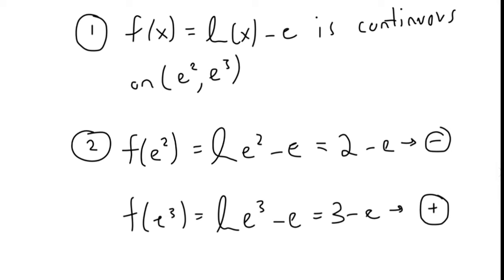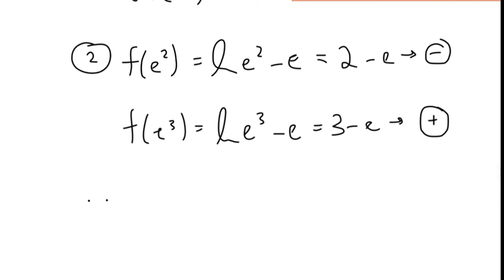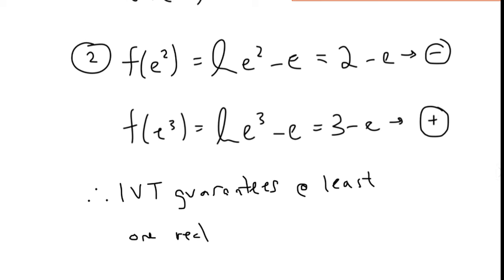But if it goes from negative town to positiveville, we know that there is guaranteed at least one real zero. So I would say, therefore, the IVT guarantees, and I cannot spell guarantees for my life, so I'm going to go with that, which I know is misspelled. The IVT guarantees at least one real root on the interval from e squared to e cubed.